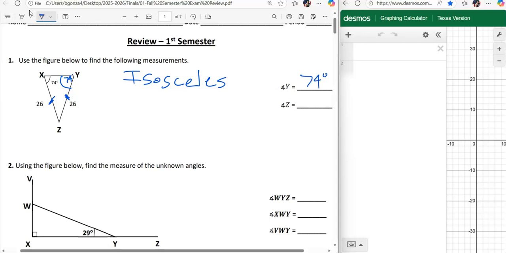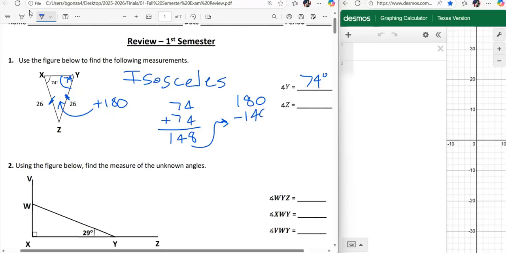And then Z, we know that inside of a triangle adds up to 180 degrees. So let's add up those two angles. 74 plus 74, we get 148. And then we have to subtract that from 180 to get the missing third angle, and we should get 32 degrees.